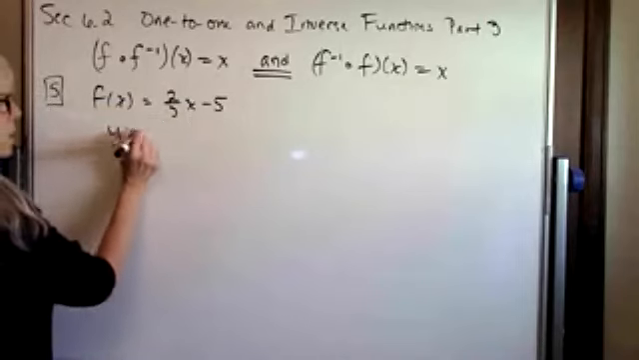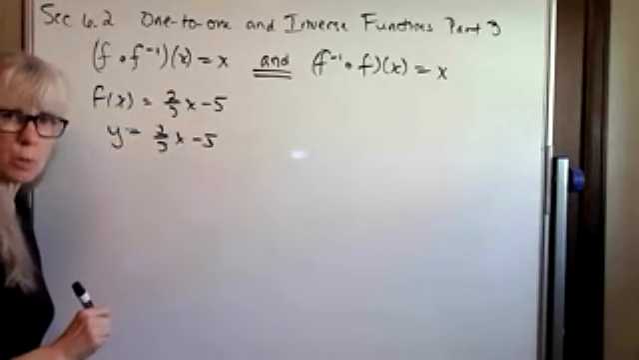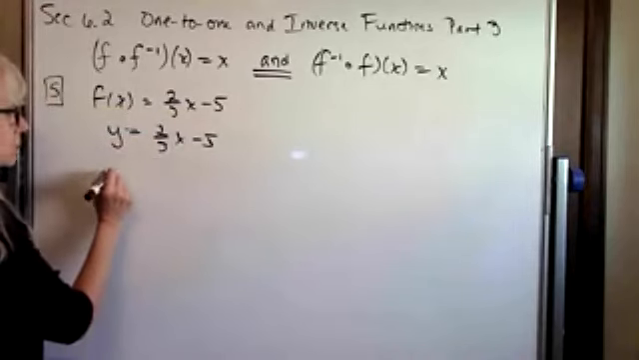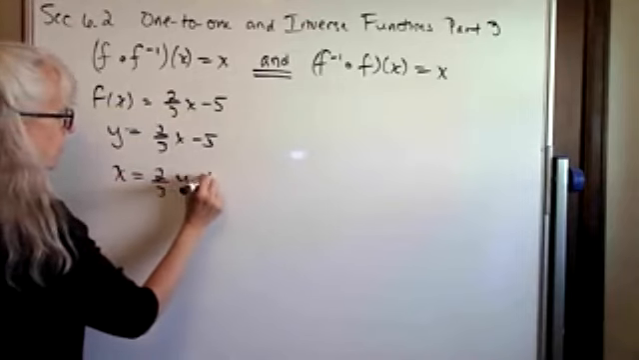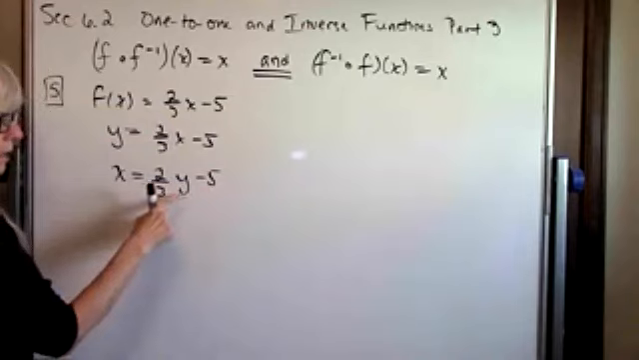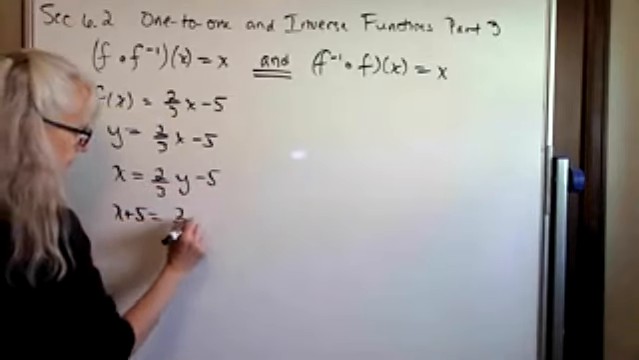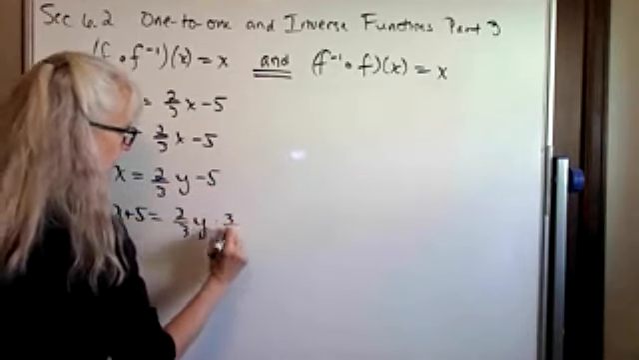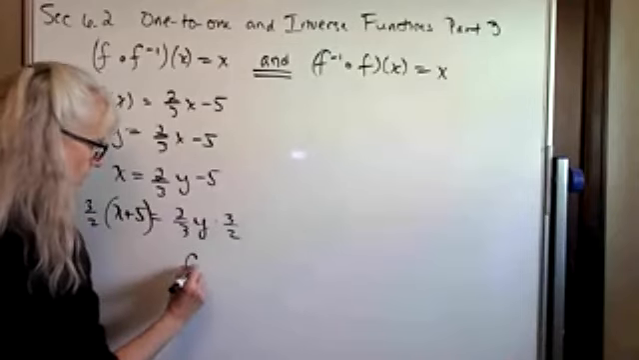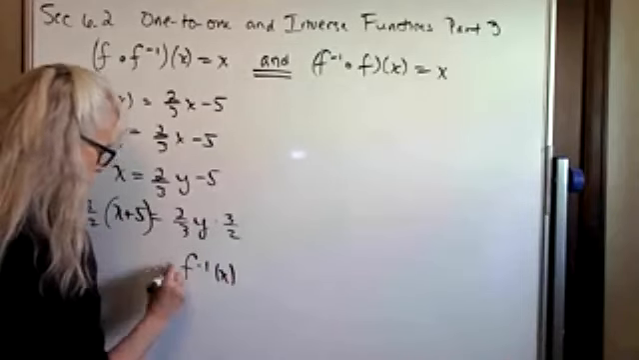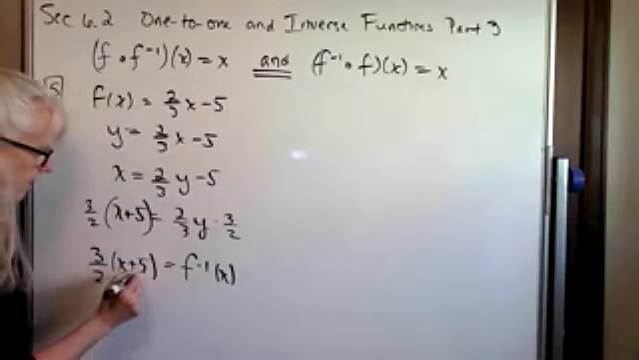So this is y equals 2/3 x minus 5. It's a linear function, so its domain and range is all real numbers, just as a comment. Now we're going to interchange. So x is equal to 2/3 y minus 5. Now we're going to go solve for y. So we'll move the 5. And then what I'm going to do is I'm going to multiply by 3/2. So our inverse function is equal to 3/2 times x plus 5. And there's the inverse function.